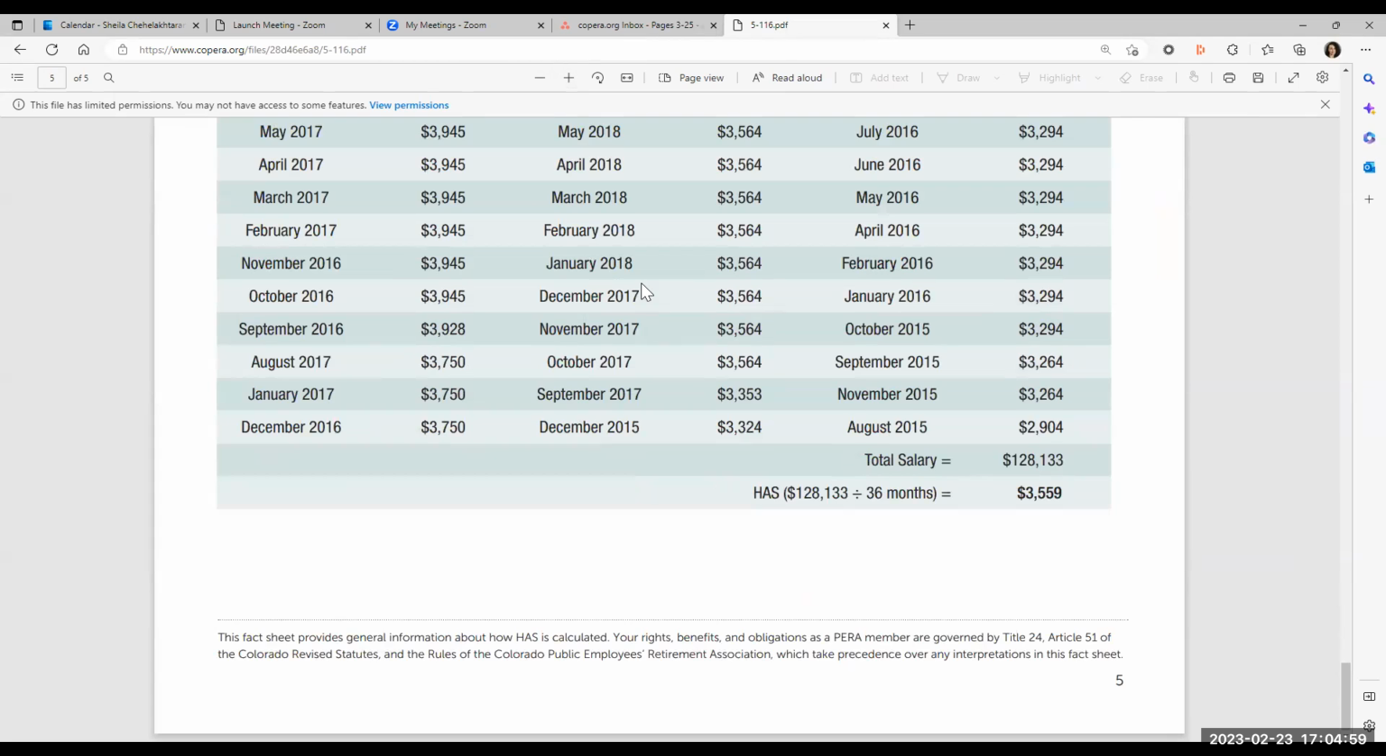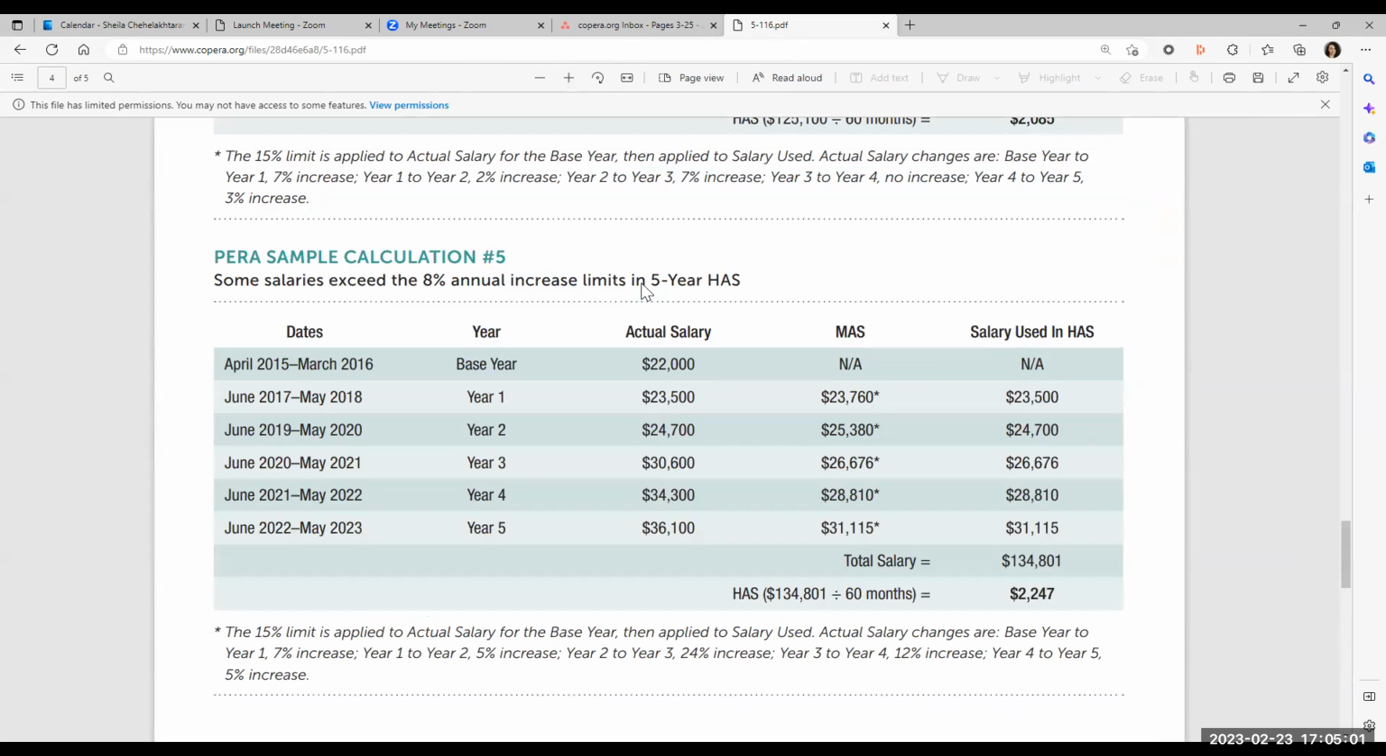So most of us on the call probably fall within the 5 year spiking limit, sorry, not 8 year, 5 year of highest average salary, which means that we're going to average 5 of your highest earning years throughout the time of your career. And then on top of that, there's an 8% limit on salary increases. So if your salary exceeds 8%, we just basically cap it off at 8%. And this is just an example on how this works.